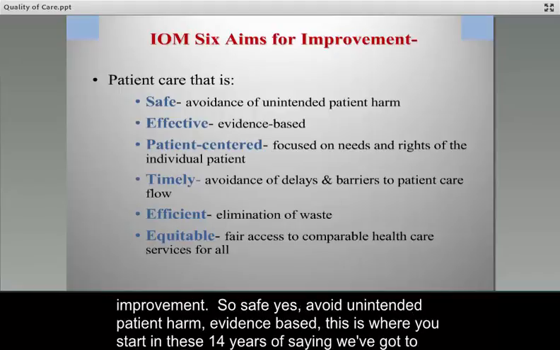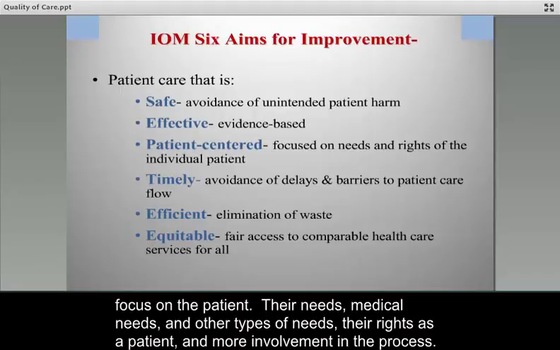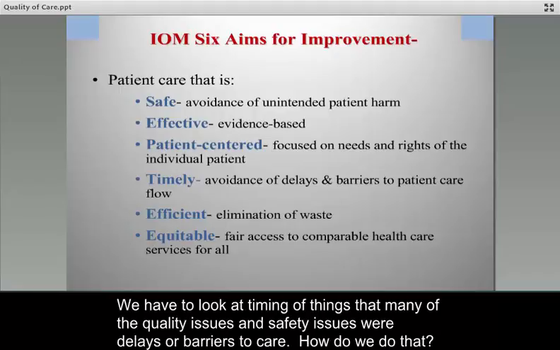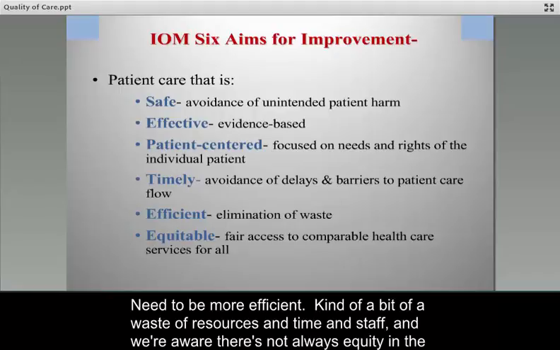So safe, yes. Avoid unintended patient harm, evidence basis. This is where you start in these 14 years of saying we've got to focus on the patient, their medical needs and other types of needs, their rights as a patient, and more involvement in the process. We have to look at timing of things, that many of the quality issues and safety issues were delays or barriers to care. How do we do that? Need to be more efficient. There's quite a bit of waste of resources and time and staff. And we're aware that there's not always equity in the system.